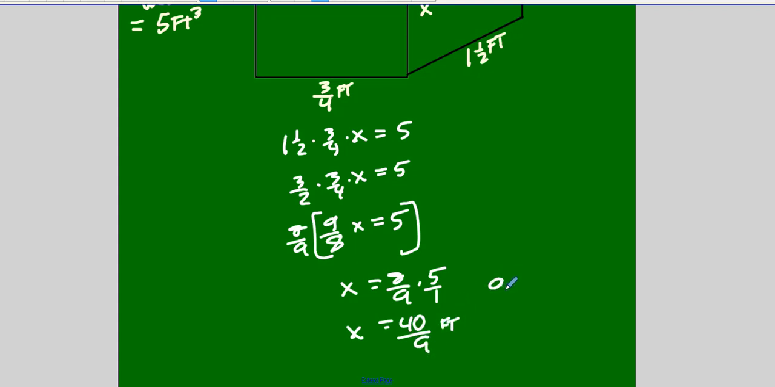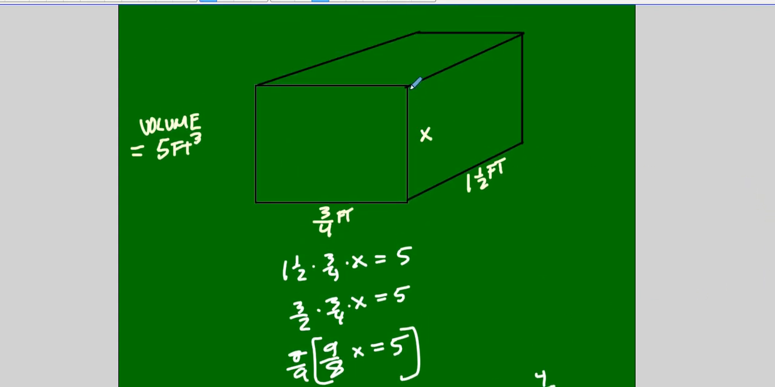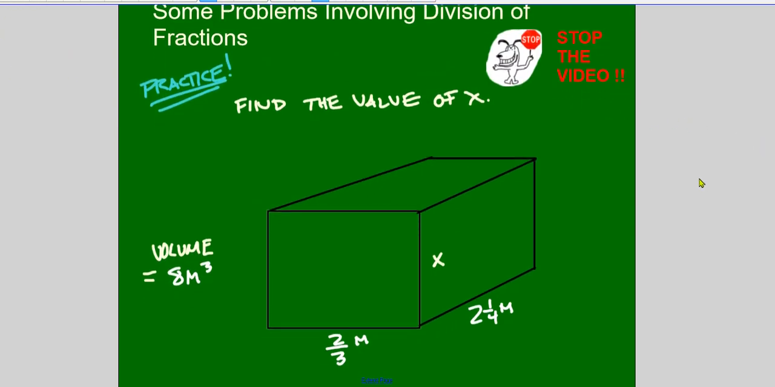So let's change that to a mixed number. 9 goes into 40, 4 times, 4 times 9 is 36, subtract, I get 4, so it's going to be 4 4/9 feet is the height of this rectangular prism, or we call it usually a box in layman's terms. Alright, so last thing in this video, do this problem here. So I've given you a box, so the volume is 8 cubic meters. Height is x, we don't know what it is. This is 2 1/4 meters, this is 2/3 meters. Find the value of x.